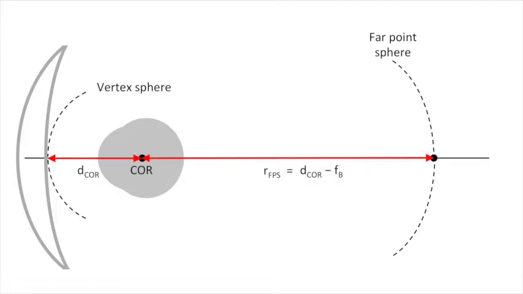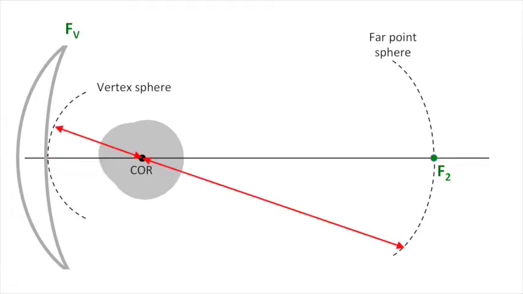So now let's remind ourselves that there's a spectacle involved here. It has a power F_V, the back vertex power, and it has a secondary focal point F2. Now, in an ideal world, when the eye rotates and looks through different parts of the lens, the secondary focal point, or the image, would always fall on the far point sphere. But it doesn't, and there are two reasons for this.